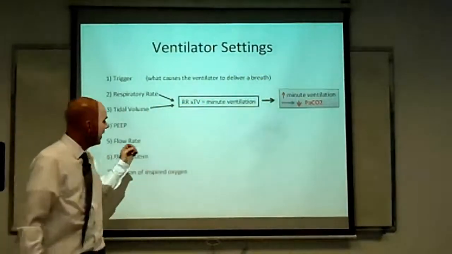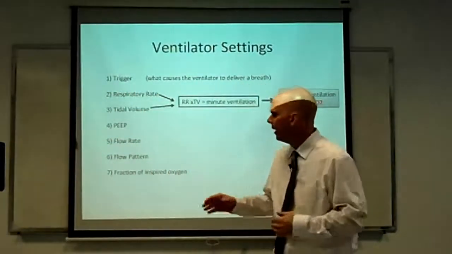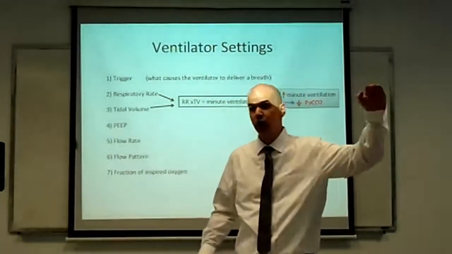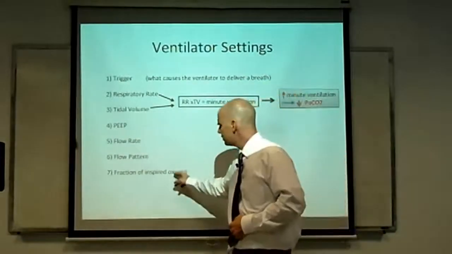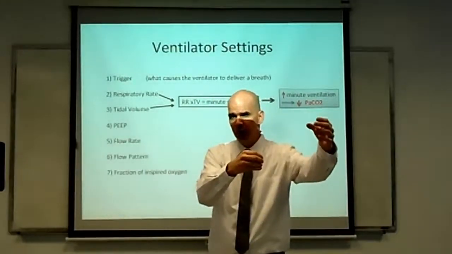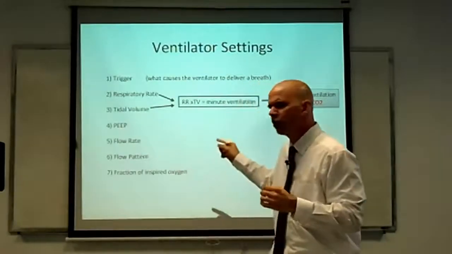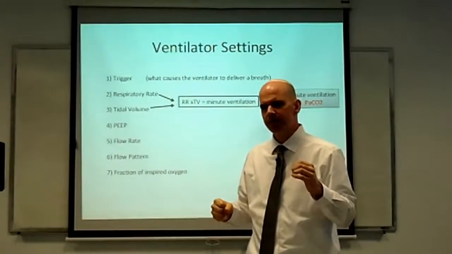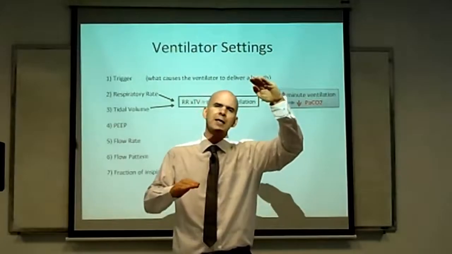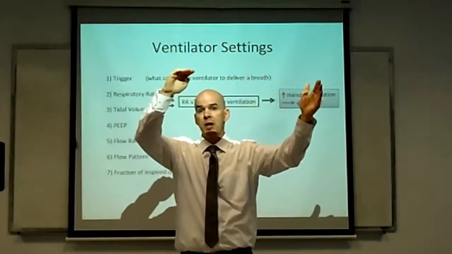Finally, the last setting we have is fraction of inspired oxygen, or FiO2. And this is the key way that we have to control oxygenation, to keep the O2 up. Fraction of inspired oxygen is basically just, of the air that the machine is delivering, what percentage of that is oxygen? As far as our strategy goes, we're generally going to start out at 100% fraction of inspired oxygen to try to get the patient's arterial oxygen level up to target as rapidly as possible.